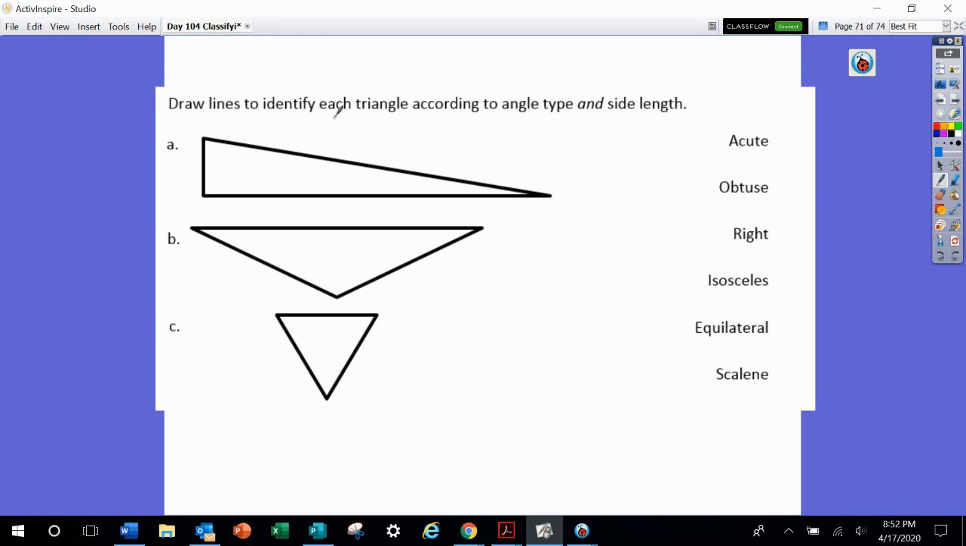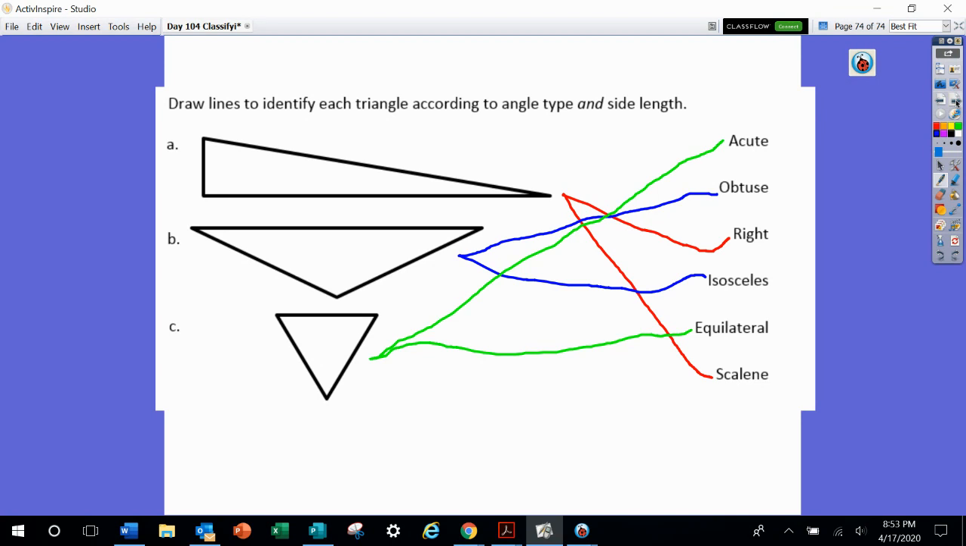Let's see. Draw lines to identify each triangle according to angle type and side length. This one looks like it would be right. Oh, I think I already did this. Whoops. This one would be right and scalene. Triangle B looks like it would be obtuse and isosceles. And triangle C looks like it would be acute and equilateral.